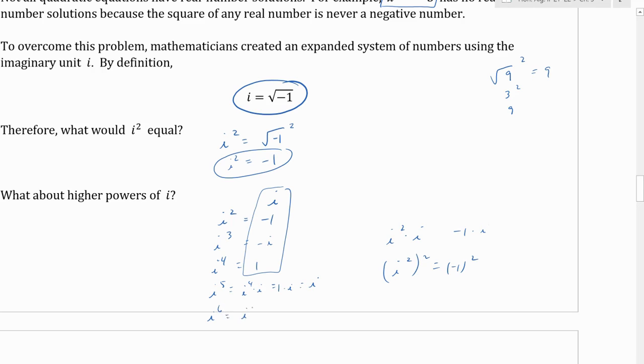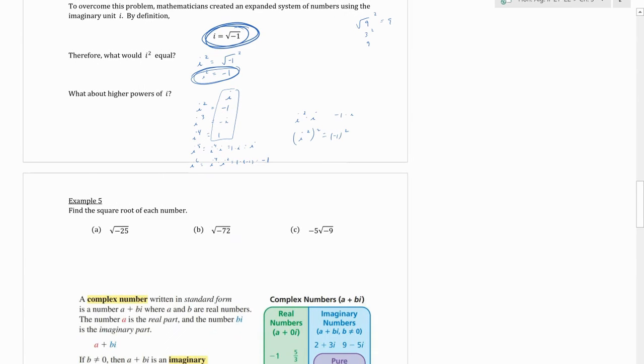i to the 6th is an i to the 4th times an i squared. So it's a 1 times a negative 1. It's a negative 1. We can just keep on going forever. Really, the only things you need for this section is that i comes about when you take the square root of a negative 1, and that i squared is negative 1. Okay, you get that down, we are set.